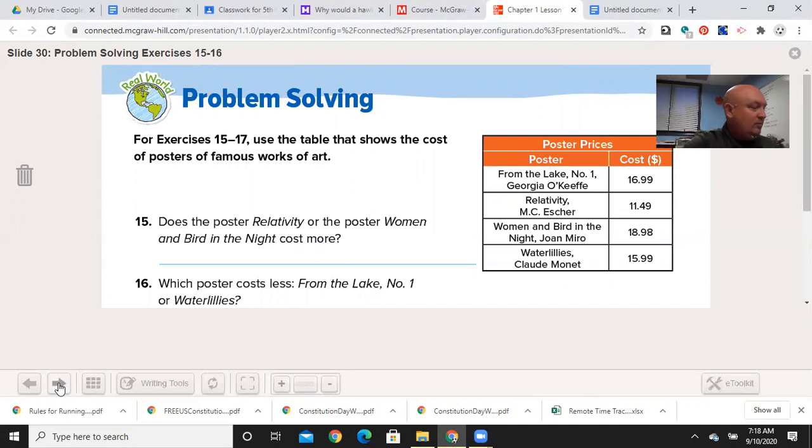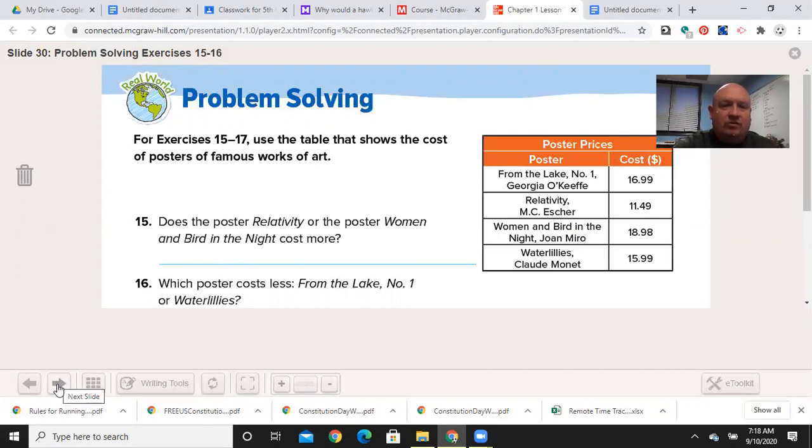Now some problem solving, and problem solving ones are definitely worth practicing. These are the kind of things you see on tests. For exercises 15 to 17, use the table that shows the cost of posters of famous works of art. Does the poster Relativity or the poster Women and the Bird in the Night cost more? So here's Relativity, 11.49, and Women and Bird in the Night, 18.98. We see that 8 is greater than 1, so it's Women and Bird in the Night.